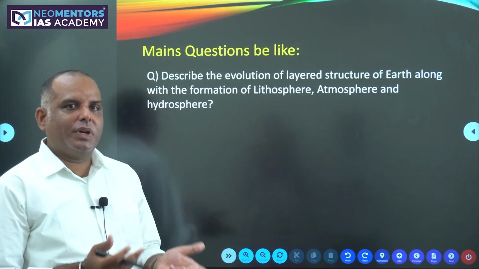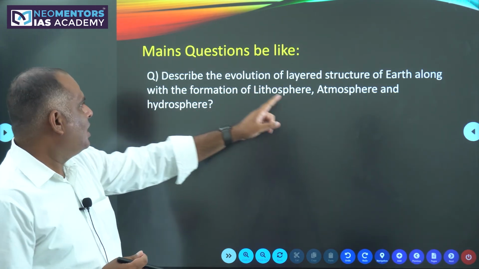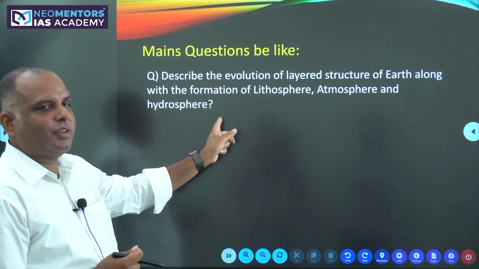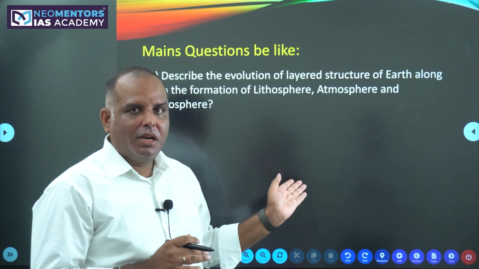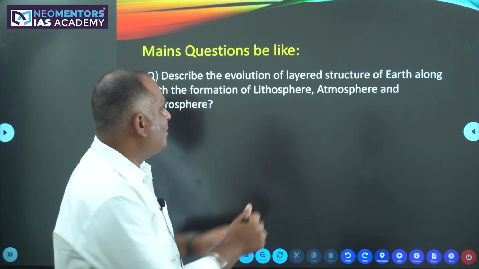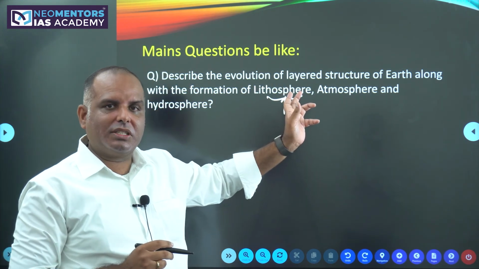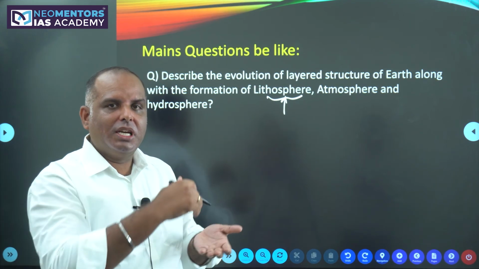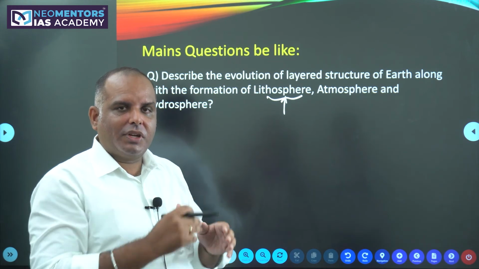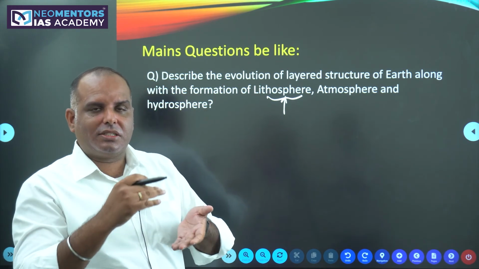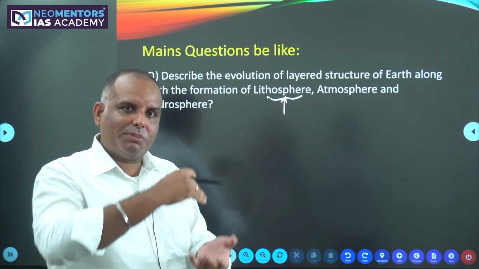Now, how can a mains question be? Describe the evolution of layered structure of Earth along with the formation of lithosphere, atmosphere and hydrosphere. I understand that we haven't discussed atmosphere and hydrosphere, but this part of the question is about lithosphere. We need to explain how lithosphere came into existence, the different layers, the depth and the varying density. We need to talk about granitic, basaltic, continental crust, oceanic crust, the average depths, and that there is an increase in depth where there is a mountain chain.